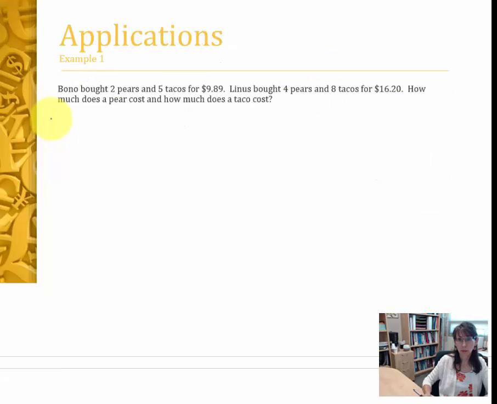We have some application problems that can be solved by setting up linear systems. In our first example, Bono bought 2 pears and 5 tacos for $9.89. Linus bought 4 pears and 8 tacos for $16.20. How much does a pear cost and how much does a taco cost? You might use the variable p for pears and t for tacos.